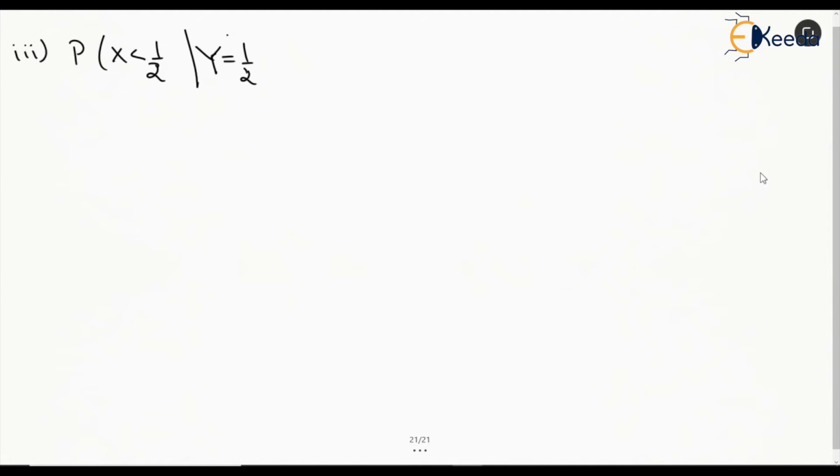So this was marginal, and we found the probability from the marginal distribution. The next one is, let's say, the probability that x is less than half given y is 1 by 2. So let's move to the conditional probability of x given y is something.